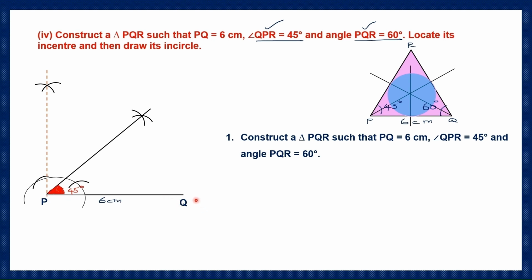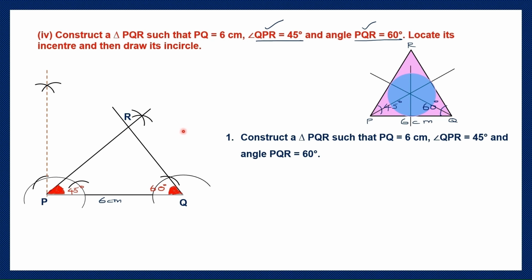Now similarly at Q we have to construct an angle of 60 degrees. So let's begin. First draw an arc. From here draw one more arc and that is the 60-degree line. So we can draw a straight line. We've got the 60-degree line and the point where it meets is R. So the 60-degree line and the 45-degree line have met at a point R, forming this triangle. So we have triangle PQR and we have followed all these measurements. So the first step, the construction of the triangle, is over.